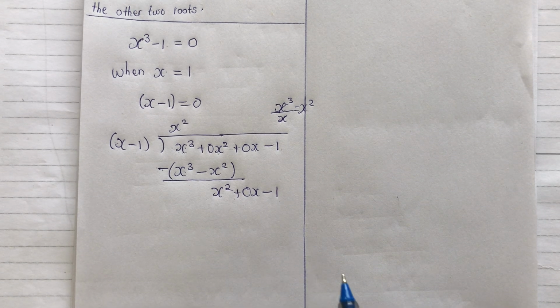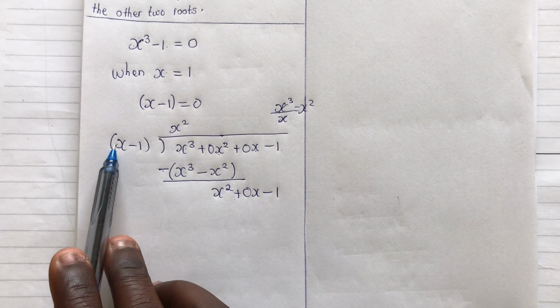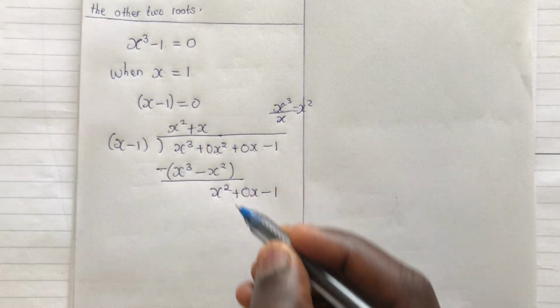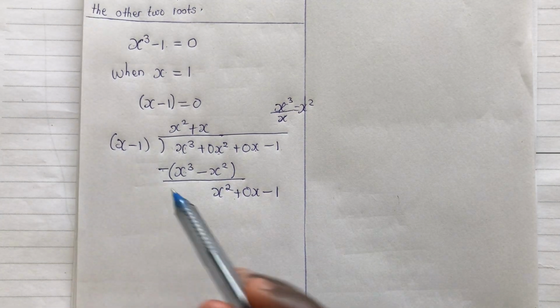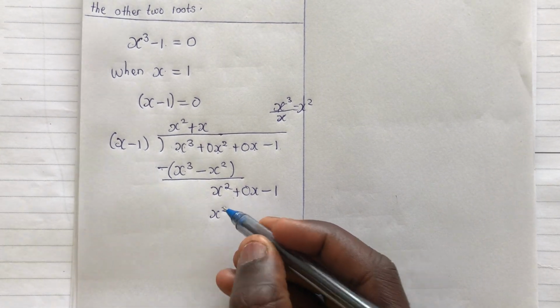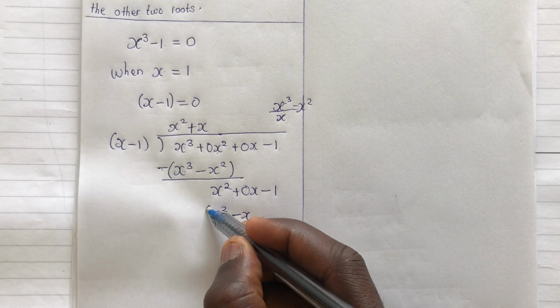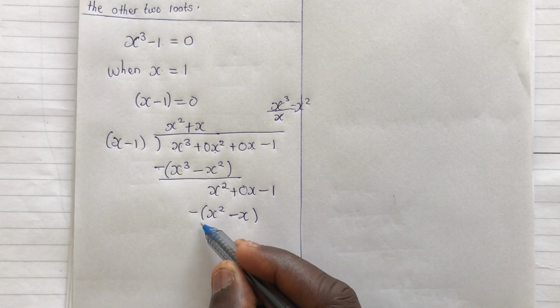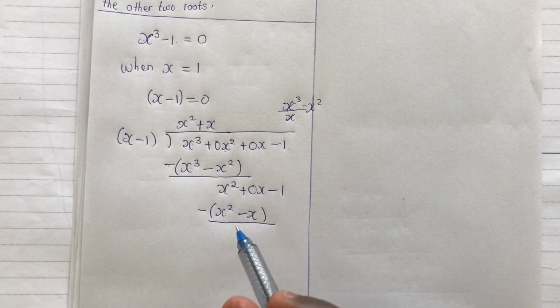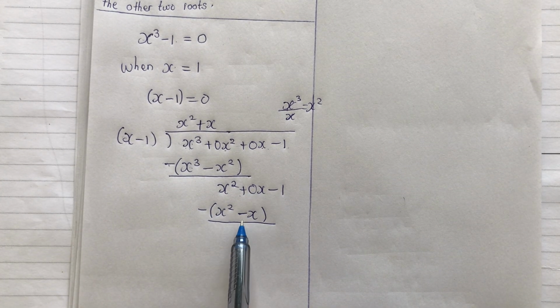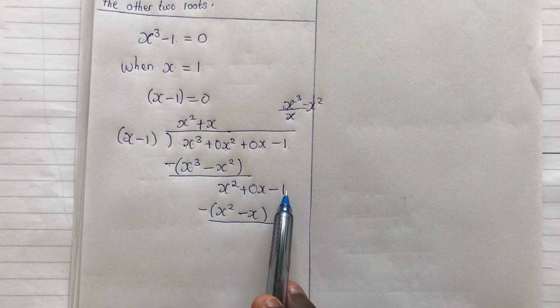Now from here, we start all over again. X squared divided by x will give us x. So we have plus x there. X times x will give us x squared. X times -1, we are having minus x. So we can then subtract this from the new dividend. Do not subtract this from this. Now this is your new dividend. So use this and subtract it from here.